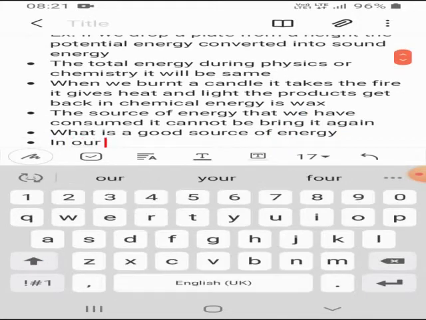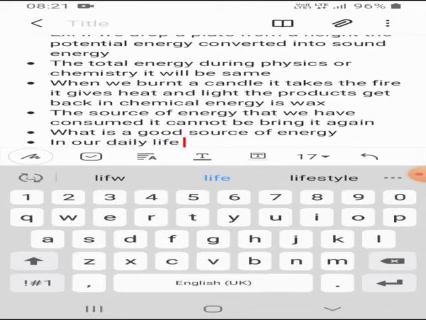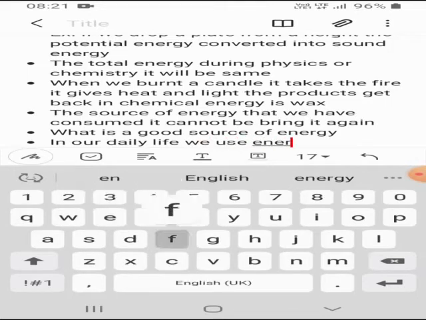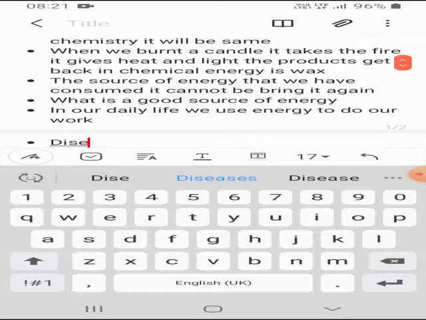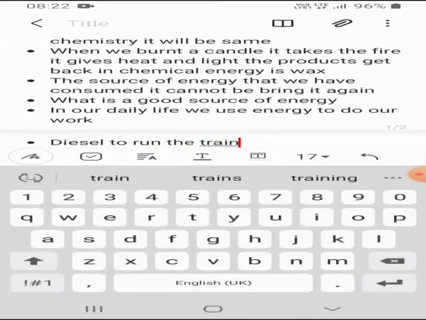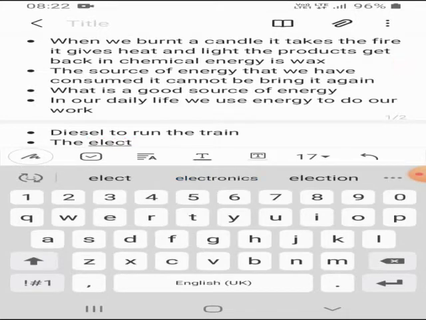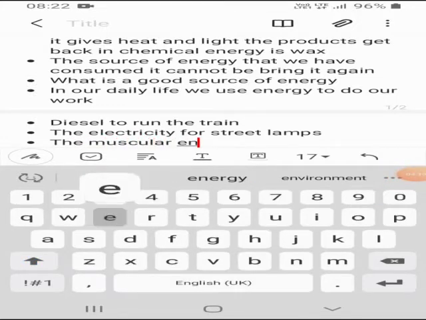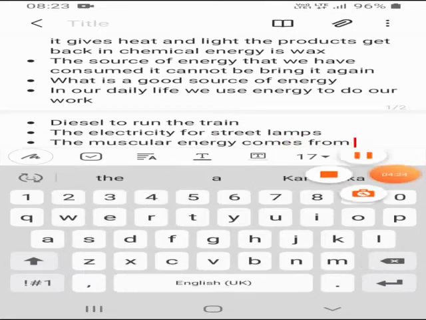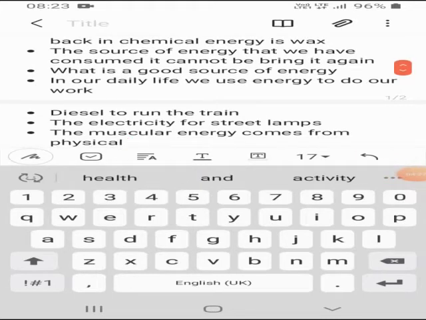So in our daily life, we use energy to do our work, like we use diesel to run the train, and we use electricity for street lamps. So these are some energies. This is the muscular energy, which comes from physical and electrical energy.